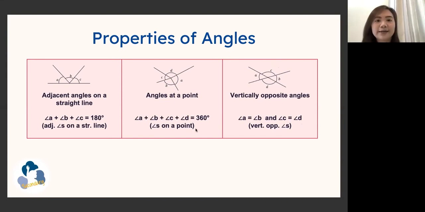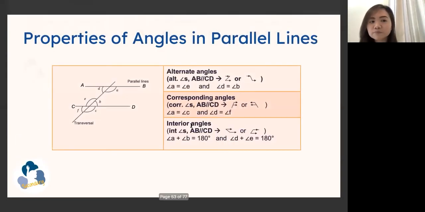Let's look at the next slide. Then we have properties that involve parallel lines. In this case, AB and CD are parallel lines.